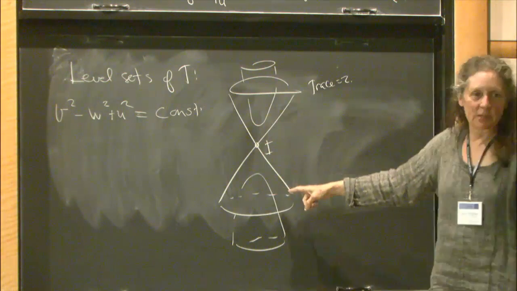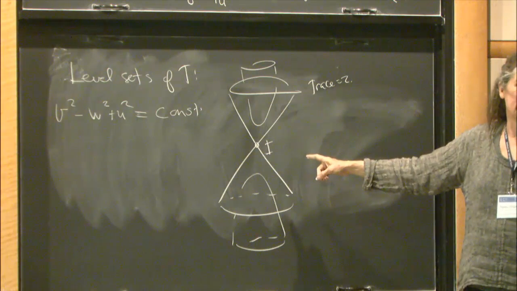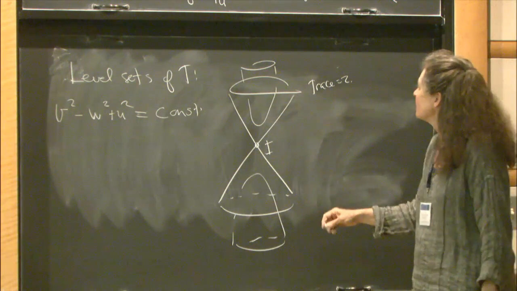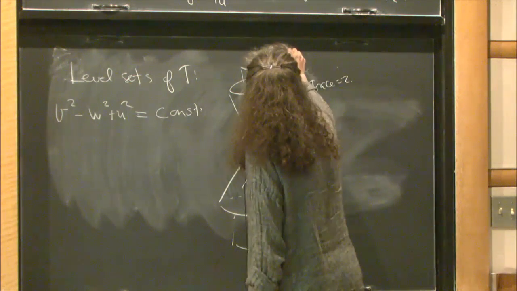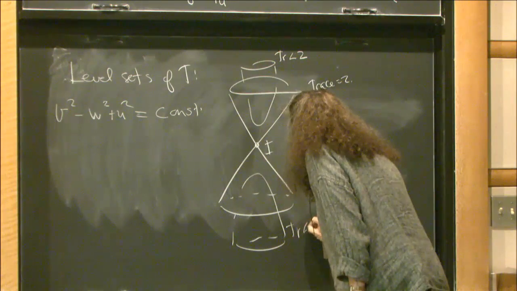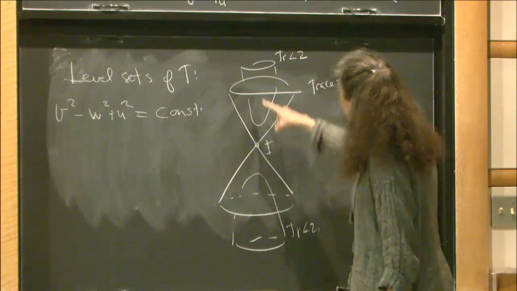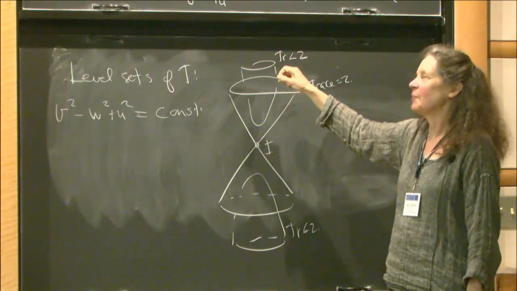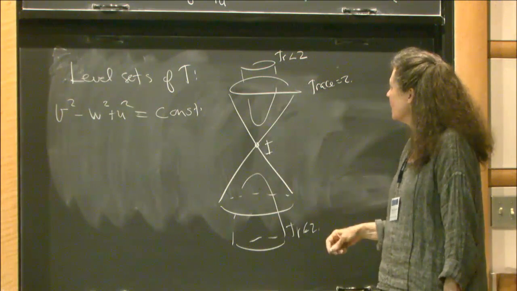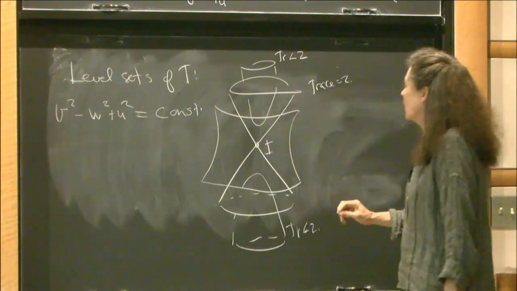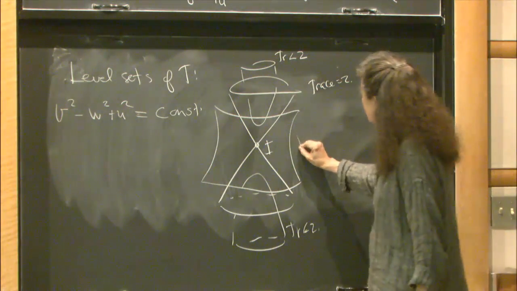Remember, this is just a local picture near the identity. This is not the whole symplectic group. This is just a piece of the symplectic group near the identity. So here we have trace less than 2, and here we have trace less than 2. The ones down here have eigenvalues that are imaginary, or complex, e to the i theta, e to the minus i theta. And then we have the hyperboloids of 1 sheet where the trace is bigger than 2.